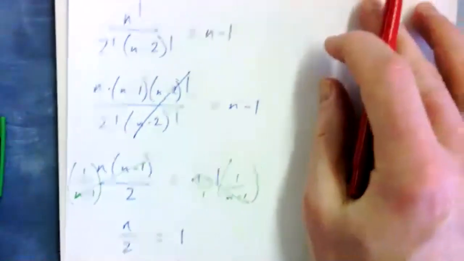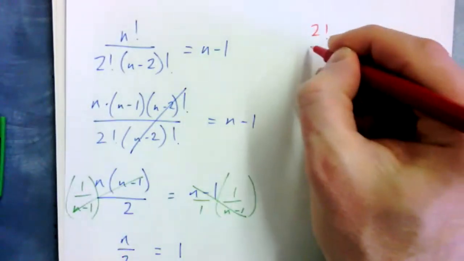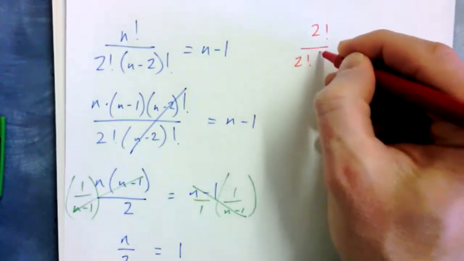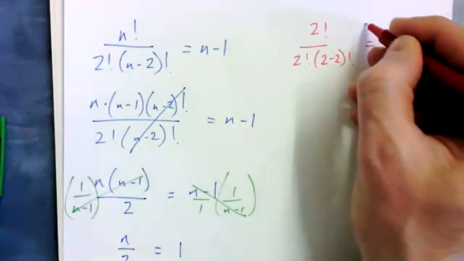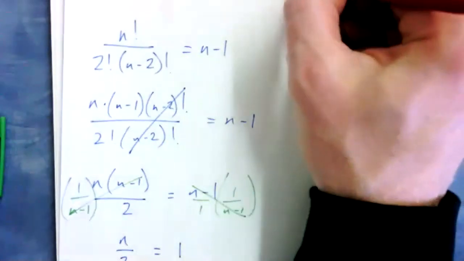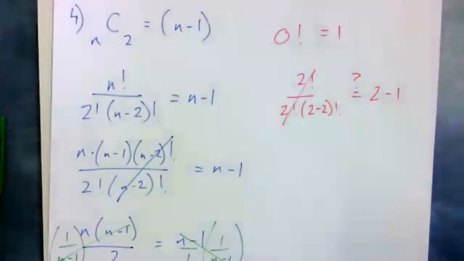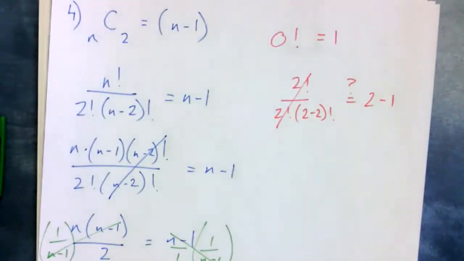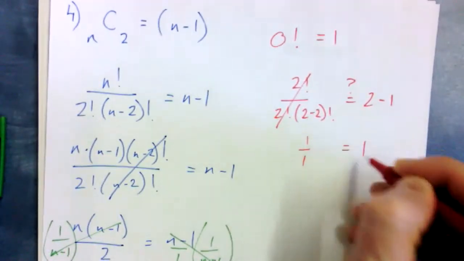If you wanted to check your work, let's put in 2. So 2 factorial over 2 factorial times 2 minus 2 factorial equals 2 minus 1. Does that work? Well, these cancel. So now I've got 1 over 0 factorial. Did we ever talk about this? 0 factorial equals 1. Okay, so just know that. There's a cool explanation for it, and I don't remember it, but you can find it on YouTube if you want. So this is 1 over 1 equals 1.